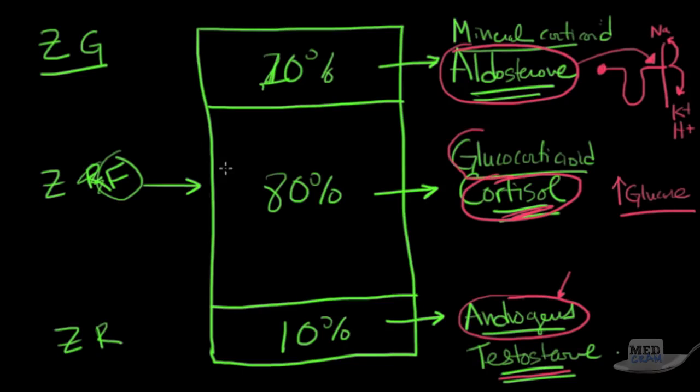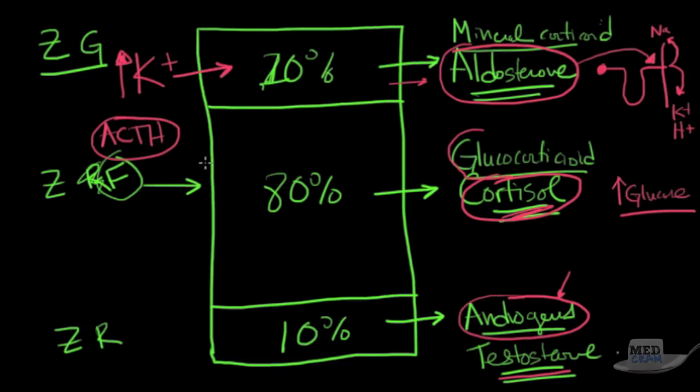So what's telling this organ to do all of this? Well, the major one: what's stimulating the zona glomerulosa to make aldosterone? It's potassium, high potassium. High potassium tells the zona glomerulosa to make aldosterone, and that's what happens. What's stimulating this? A substance called ACTH. ACTH is a peptide, an amino acid protein hormone, that is secreted from the pituitary.